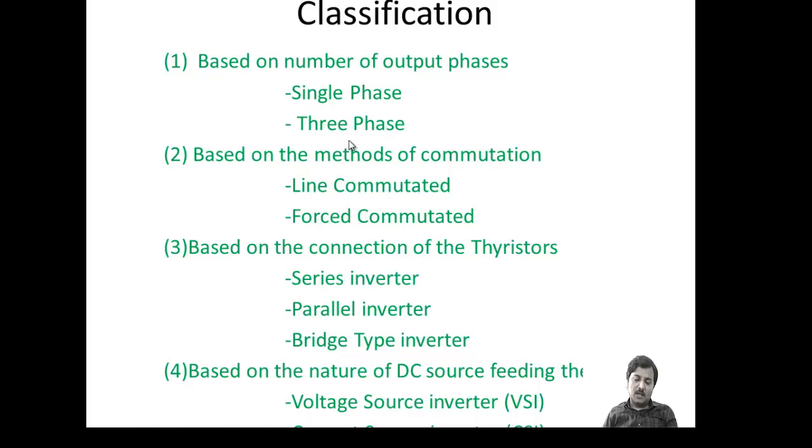And based on the commutation method: if you follow line commutation, it is a line commutated inverter. If it is forced commutation, then it is a forced commutated inverter. Based on the connection of thyristors configuration, there are three categories of inverters: series inverter, parallel inverter and bridge type inverter. And based on the nature of the DC source feeding the input of the inverter, the classification can be done in two categories: the voltage source inverter VSI and the current source inverter CSI.